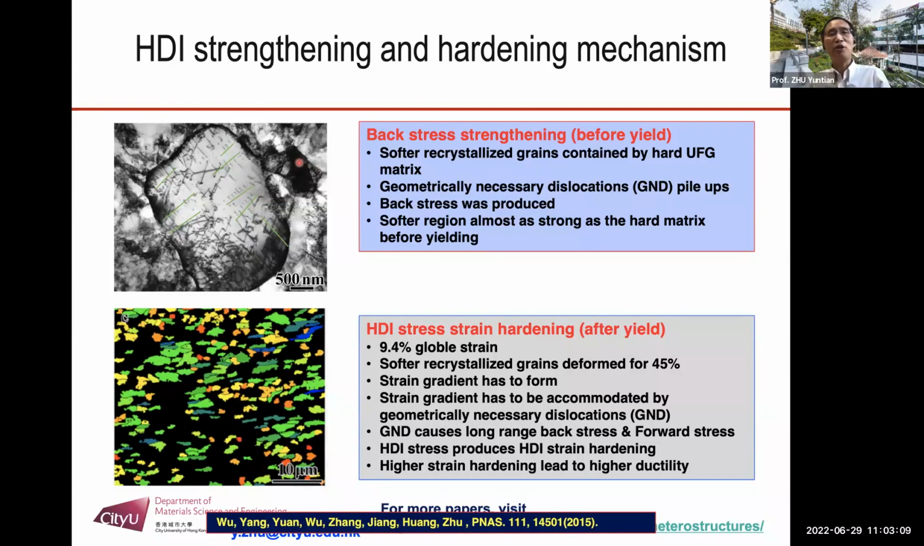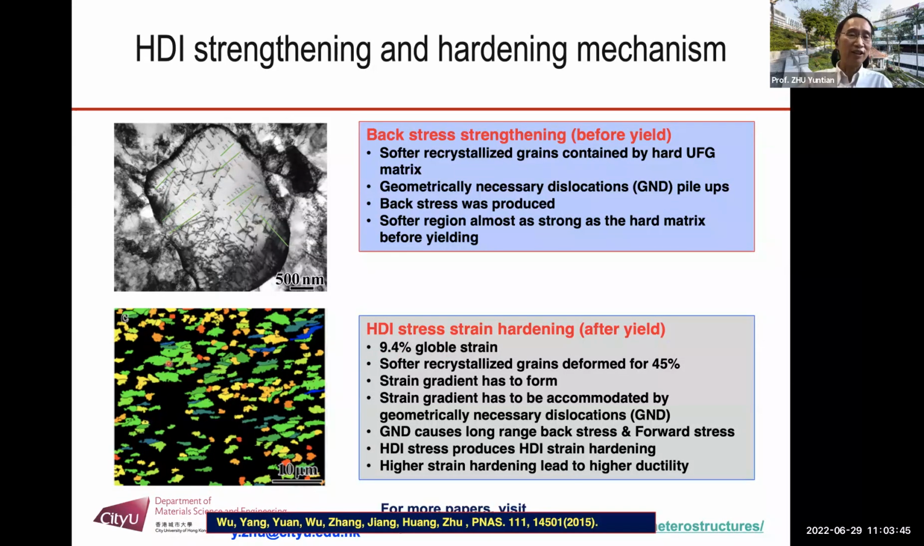Okay, here's how you explain this phenomenon at the dislocation level instead of the abstract ideal stress strengthening. Okay, then where is the extra strain hardening from? During the plastic deformation, you have extra stress hardening. Okay, look at this sample. This is a tensile sample. It deformed with a global strain of 9.4%.